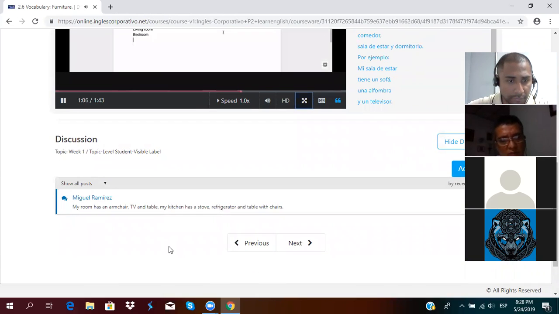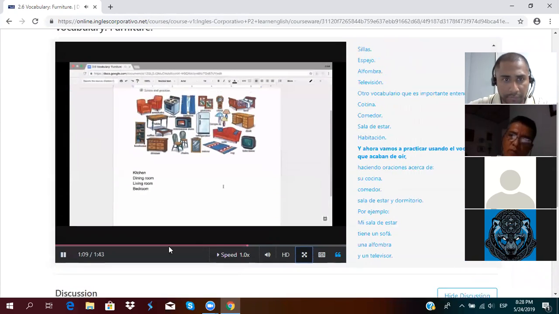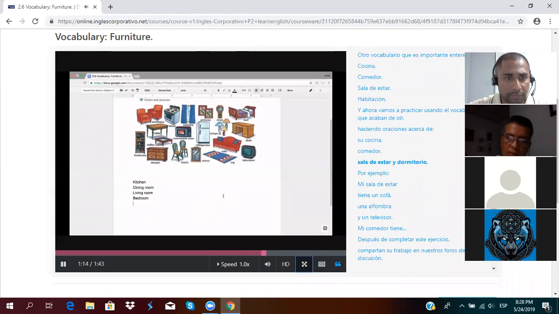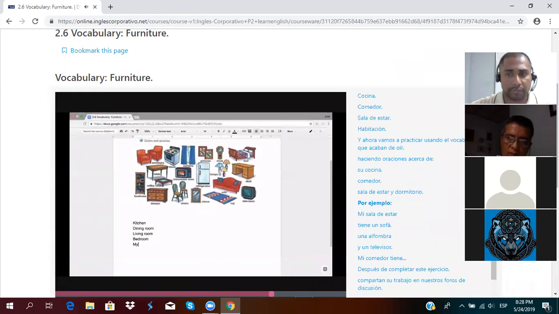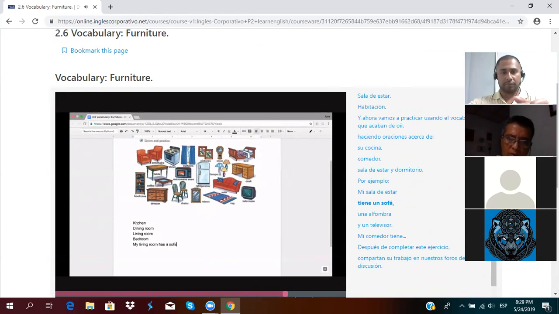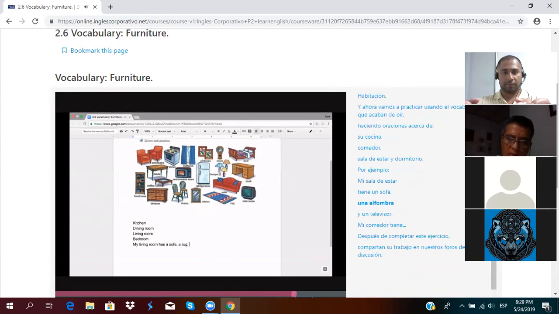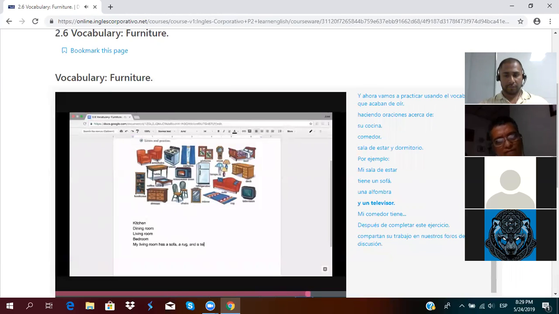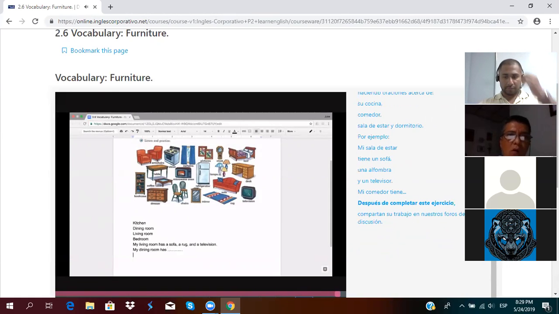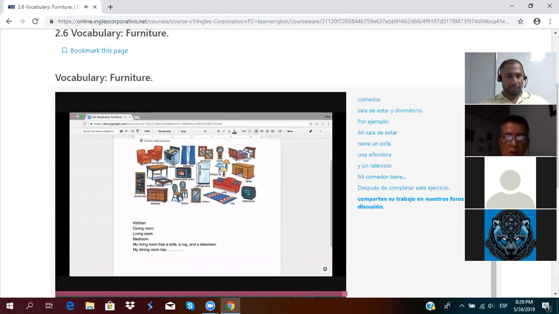And now let's practice using the vocabulary that we just heard by making statements about your kitchen, dining room, living room, and bedroom. For example, my living room has a sofa, a rug, and a television. My dining room has... After you complete this exercise, please share your work in our discussion forums.